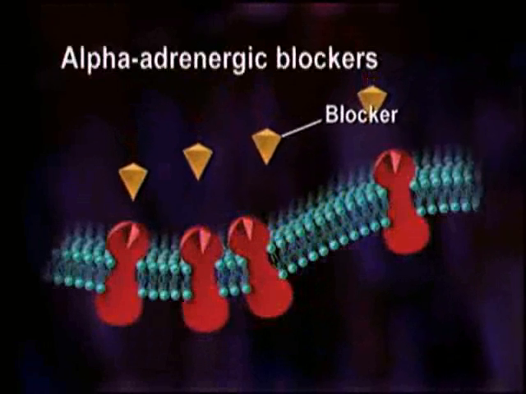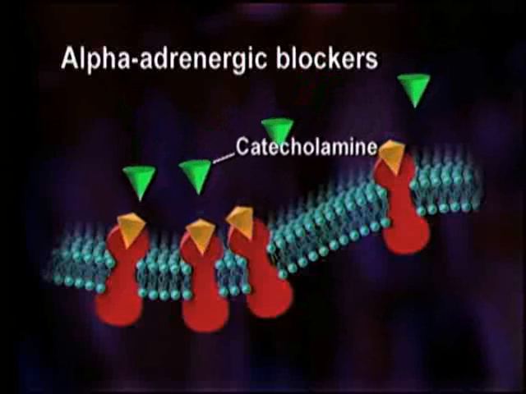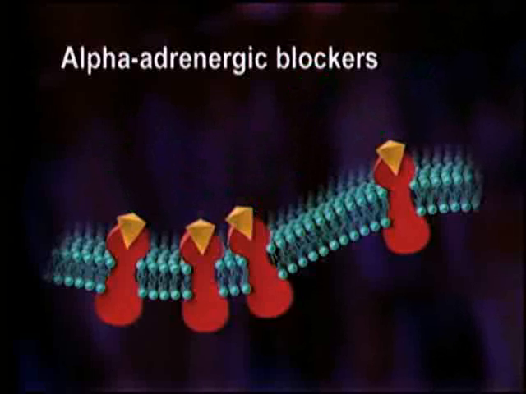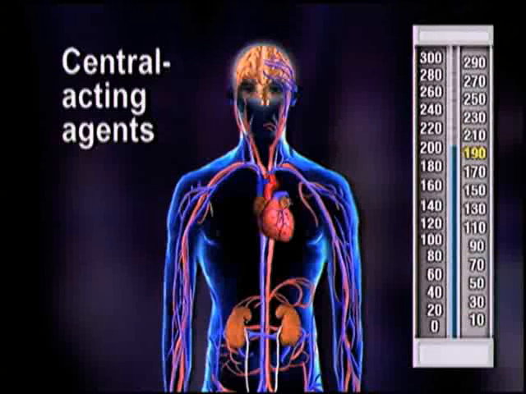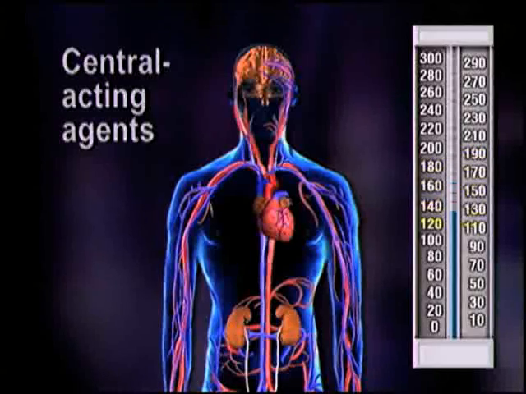Alpha-adrenergic blockers, such as prazosin, act by preventing catecholamines from entering alpha-1 receptor sites in the arteriole's smooth muscle. This causes vasodilation and reduced blood pressure. Central acting agents, such as clonidine, block the signal from the brainstem that causes the release of catecholamines, which stimulate beta cells in the kidneys. This causes vasodilation and reduces the blood volume and blood pressure.